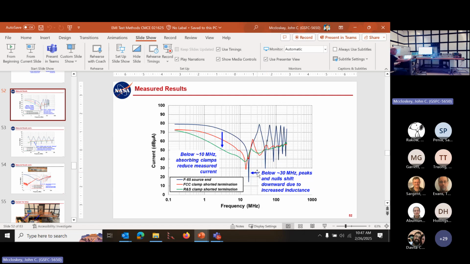Now above about 30 megahertz, with the absorbing clamp, those peaks and valleys are dampened out. Which is again why I say if you're going to use the absorbing clamp, I highly recommend you use it only above 30 megahertz. Because you may get some of these results below 30 megahertz that may just add more confusion than you want. And again, when you're making measurements, you want to minimize confusion.